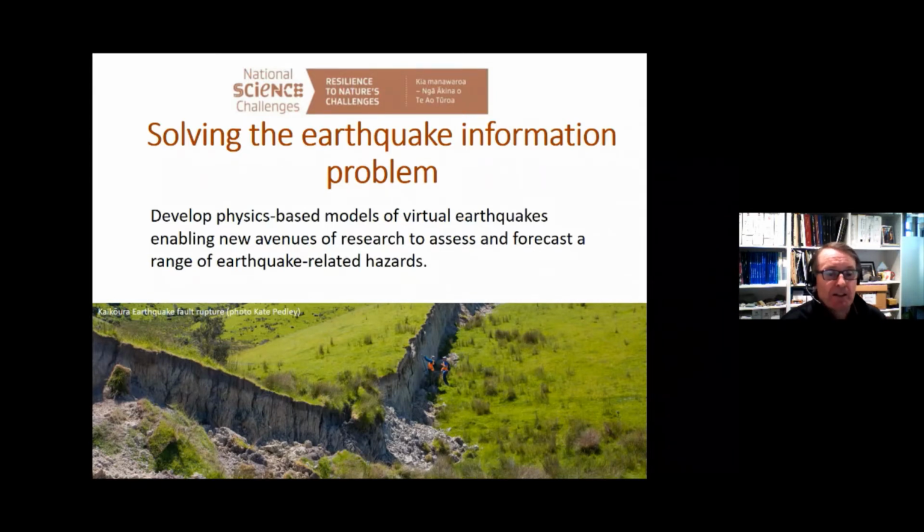So what we've decided to do, rather than look at the information itself, is to generate our own earthquakes. So to generate a physics-based model that produces virtual earthquakes inside the computer. And what that will do is enable us to access information on the earthquakes reasonably quickly, and we're hoping that it'll help us forecast a range of earthquake hazards in the near future.